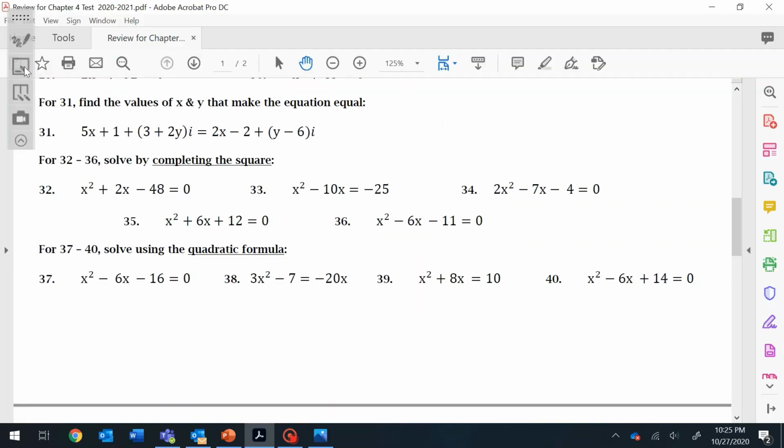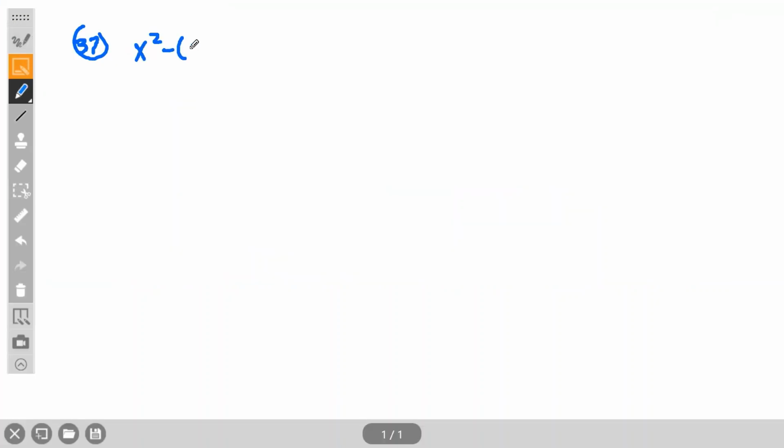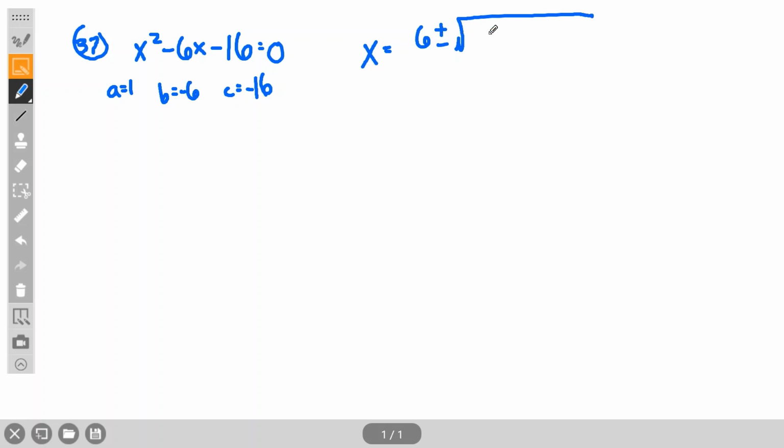37. 37 through 40, we are using the quadratic formula. So we got x squared minus 6x minus 16 equals 0. So a is 1, b is negative 6, c is negative 16. So the quadratic formula would be x equals negative b, so negative 6, so 6, plus or minus the square root of b squared, so negative 6 squared, that's 36, minus 4 times a, which is 1, times c, which is negative 16, all over 2 times a.